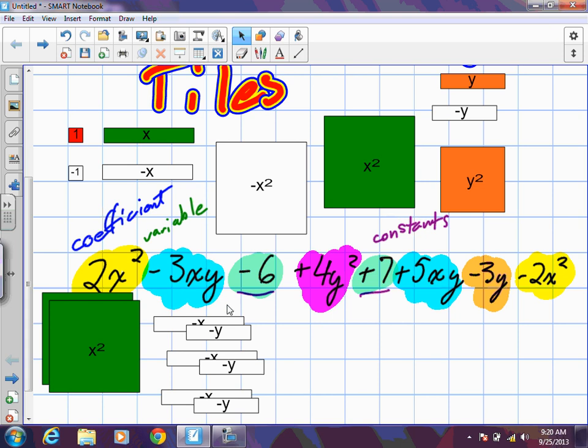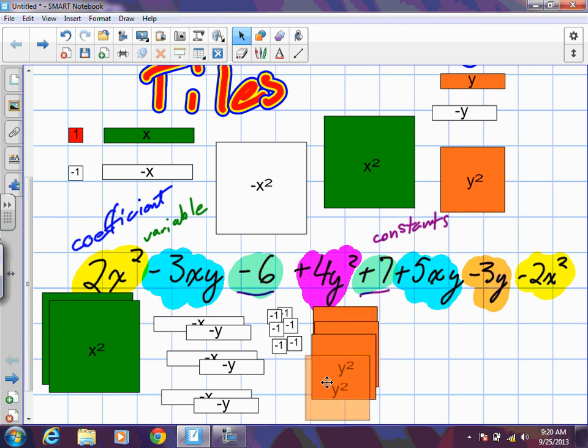Okay. Our constant term is negative 6 here. So we take our negative 1, and we're just going to duplicate it 6 times. And the reason we're doing this is because we're going to be using these to cancel out other values. Okay, how many do I have? 6? Beautiful. 4y squared. In other words, that's our y squared. And we're just going to duplicate this tile 4 times.